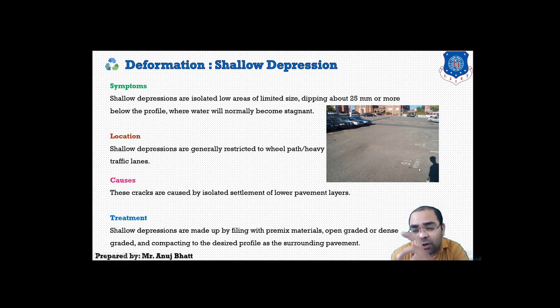If you observe this area with concentration, you will definitely see that there is a shallow depression on that surface. At such places, rainwater or extra water that comes onto the road gets stagnant over there. So these are shallow depressions. If we talk about the location, shallow depressions are generally restricted to the wheel path or heavy traffic lanes. Talking about the causes, shallow depressions are caused by isolated settlement of lower pavement layers due to pockets of inadequately compacted subsequent pavement layers.